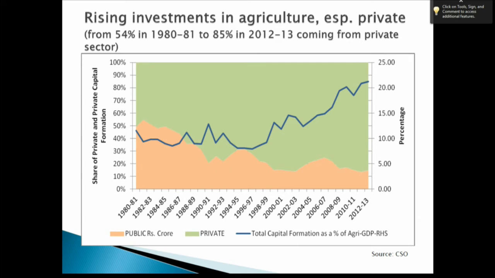And this is an important slide where we see how public and private investments in agriculture have actually changed forms. In 1980-81, the private sector's share in total investments in agriculture was 54%. Today, it's 85%. So total capital formation as a percentage of agri-GDP has gone up from about 10 to 22%. So it's largely private sector, largely investments into mechanization that has been happening.